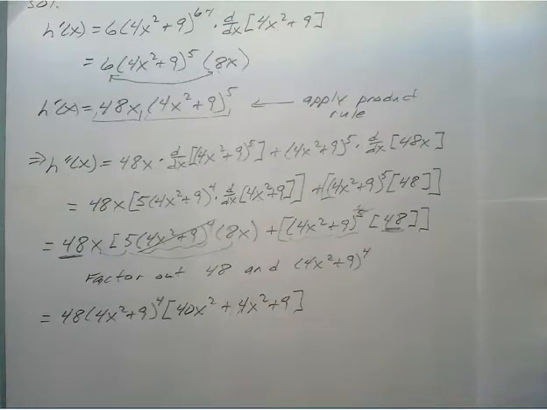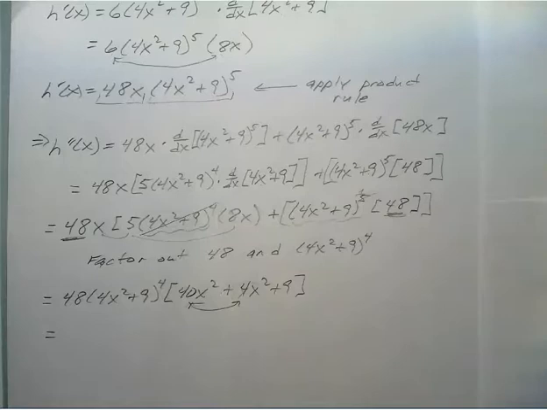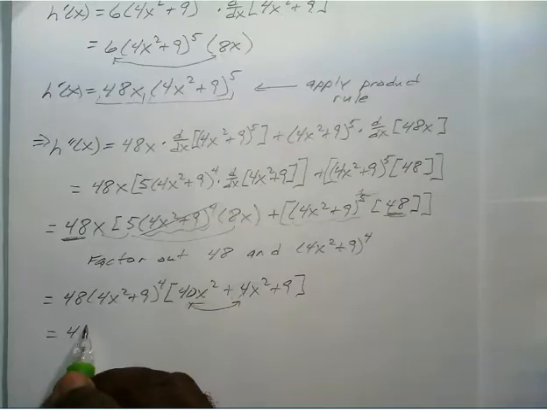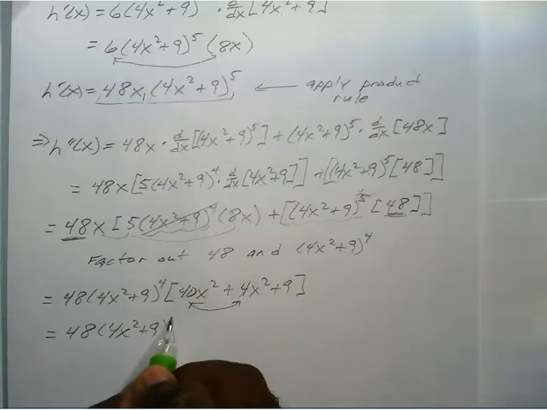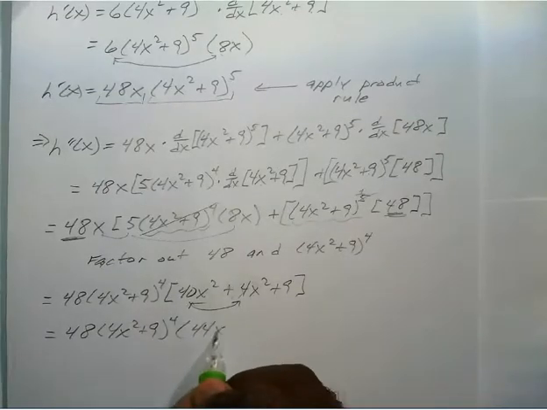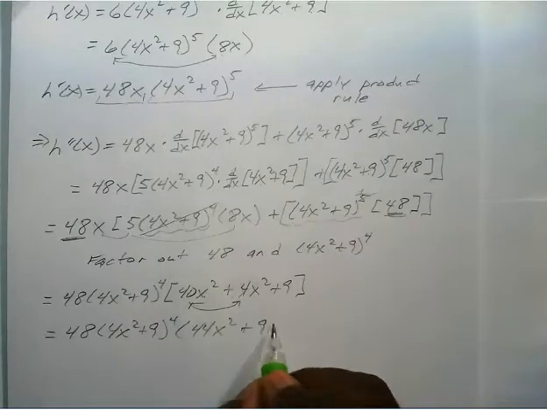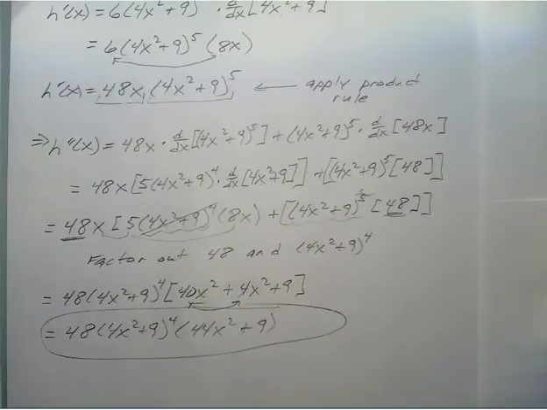Alright? So, if we combine these two, you have 48 times 4x squared plus 9 to the 4th power times 44x squared plus 9. Alright, so this one was a little bit tricky.